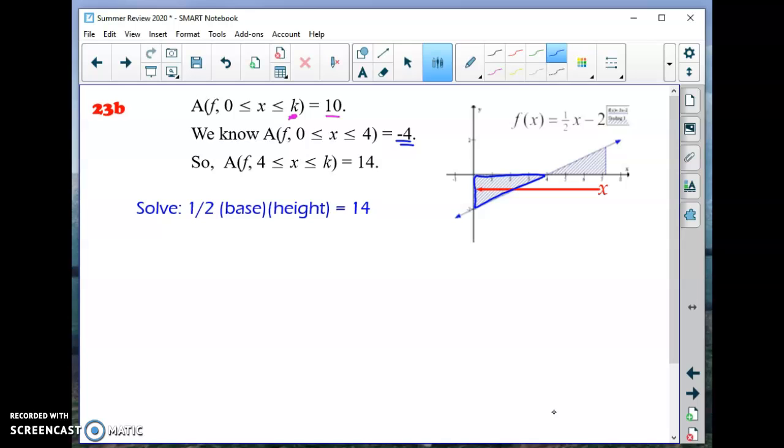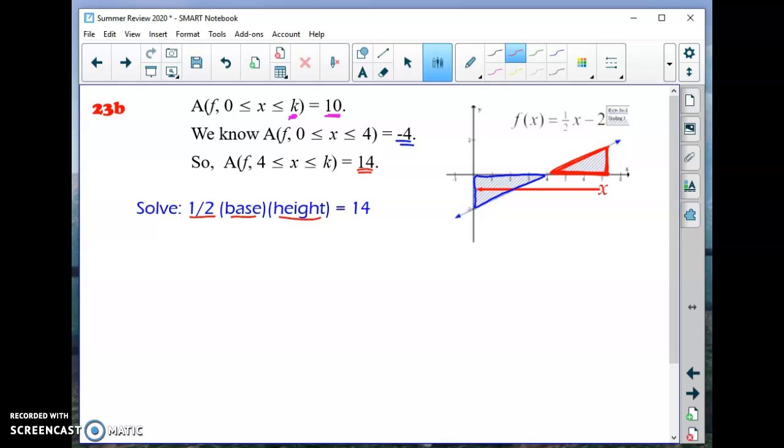as -4. If we couple that with the desire to have an area of 10, then the other part of the triangle that we have yet to figure out, this part out here, must total 14, because 10 and -4 is going to make 14. So really what we need is this triangle out here to have an area of 14. So 1/2 the base times the height has to equal 14.